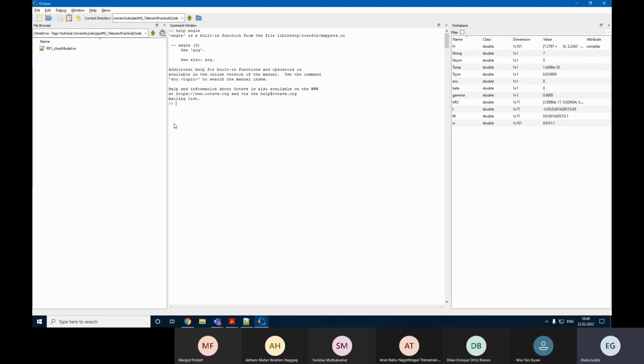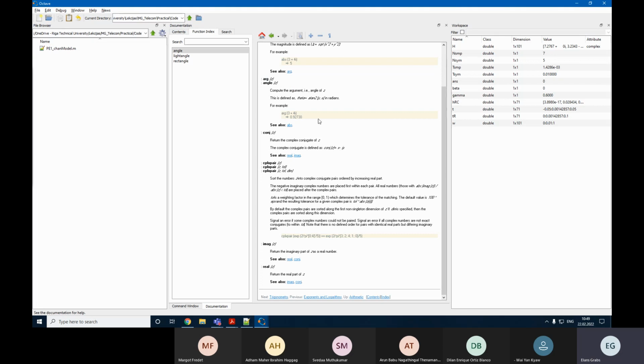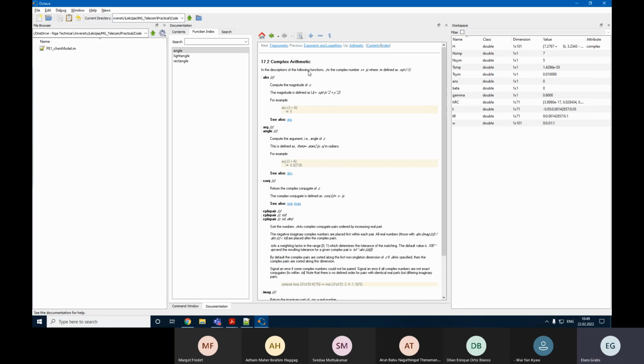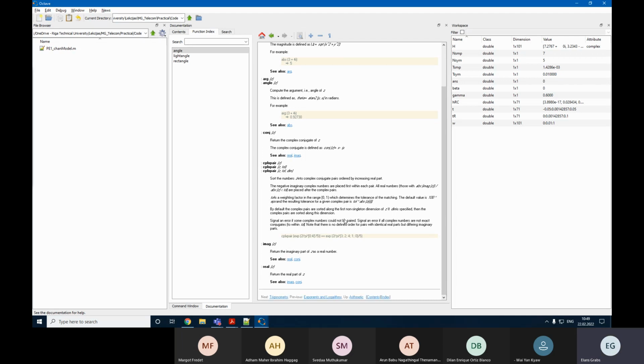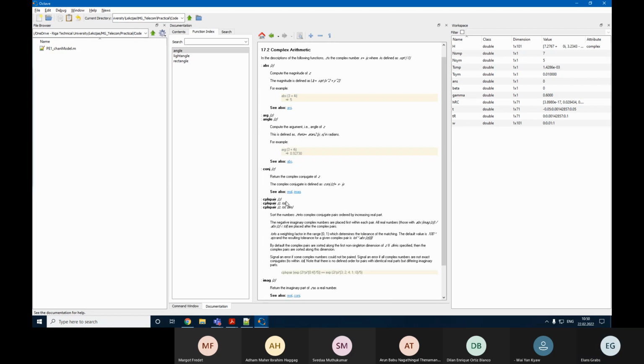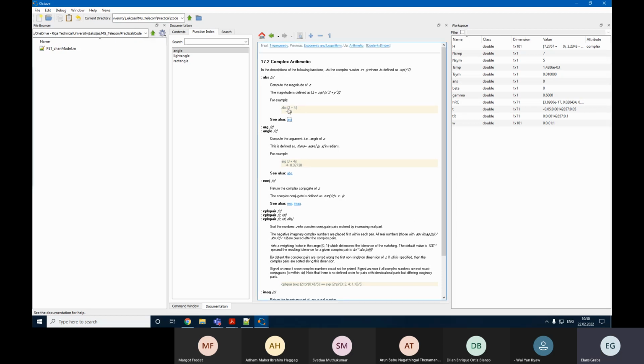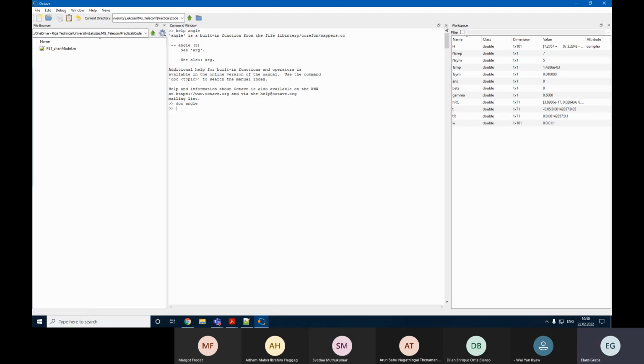As we can see, there is additional help on the built-in. Okay, maybe let's try that. Doc angle. Yes, there is additional help here, and it calculates the argument of the complex number. Here we should see that this argument is returned. See also arg. Maybe it will work correctly.